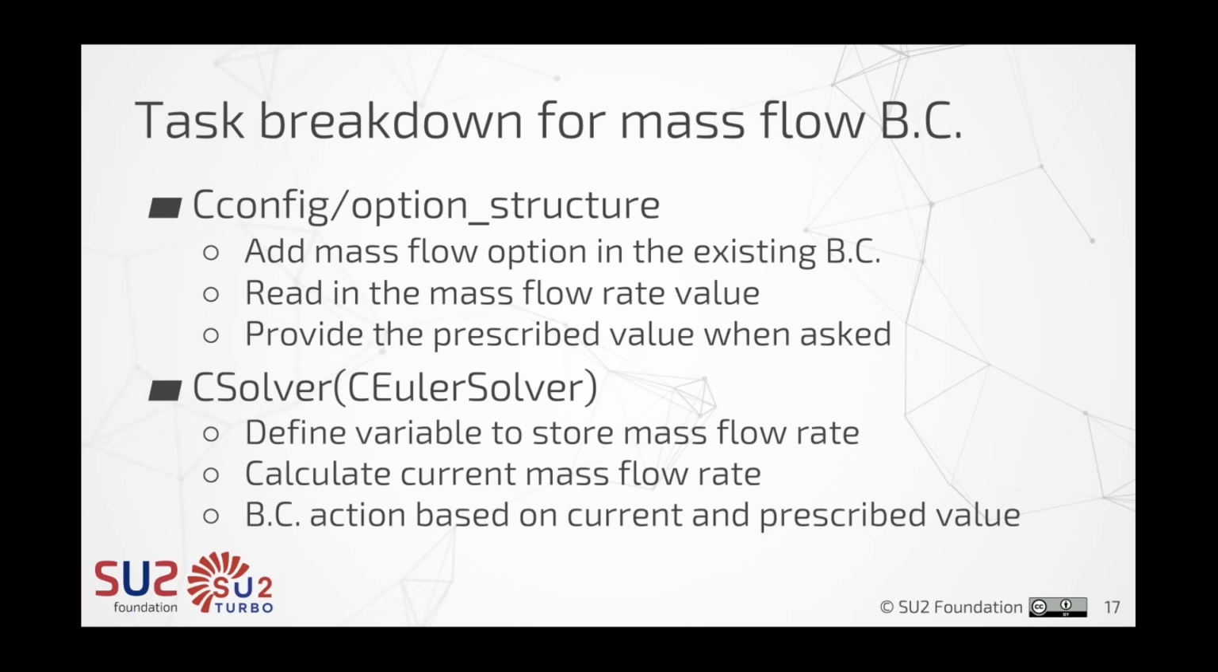Then in the solver, we need to define a variable to store our mass flow rate, because at the minute it's not calculated. Why would it? It's not needed in the solver, so we don't save it. Calculate the current mass flow rate in the turbo averaging process. And then we need to do an action based on the current and prescribed value, which is our formula we saw earlier. We need to modify our pressure to achieve the required characteristic jump.